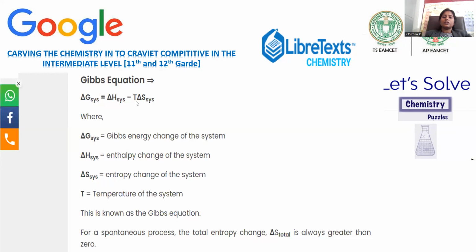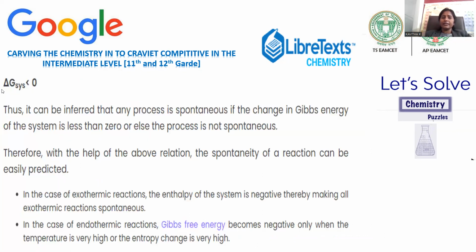Delta G is equal to delta H minus T delta S. This is the Gibbs equation. Always this delta G value must be negative; then only the reaction is said to be spontaneous. What they mentioned? In a spontaneous process, the total entropy change is always greater than zero. That means delta S must be positive. So whenever the measure of randomness increases, the reaction is more spontaneous in nature. And another condition is delta G must be less than zero.